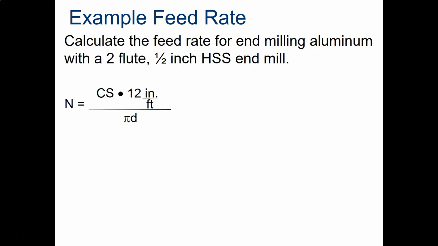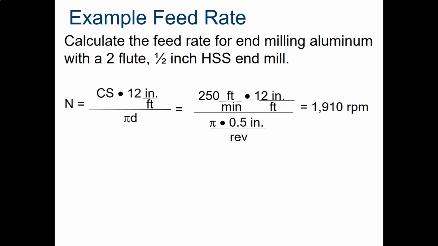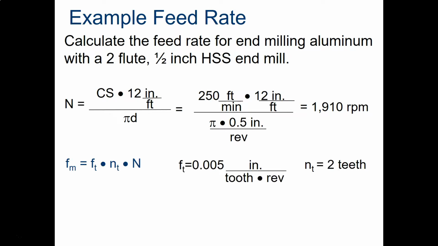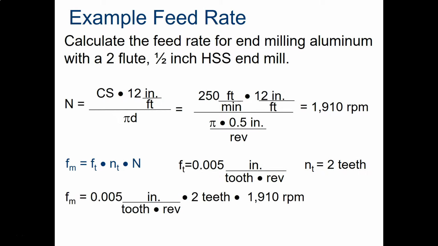First, we need to calculate the spindle speed. Earlier, we used 250 feet per minute for aluminum and found that we needed 1,910 RPMs. With our tool feed that we found on the previous table and number of teeth, which we know from the example problem, we plug in the spindle speed and get 19.1 inches per minute for a feed rate.